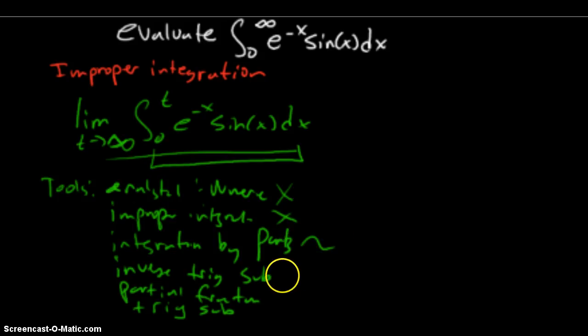Inverse trig sub, again there are no inverse trigonometric functions. Partial fraction, there are no rational functions. And trig sub, subbing in something for the sine will not eliminate the exponential and will not simplify the problem that much. So it seems like integration by parts is the method to use.